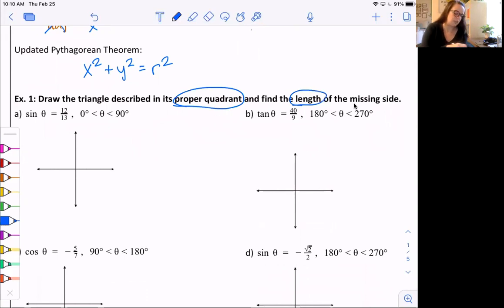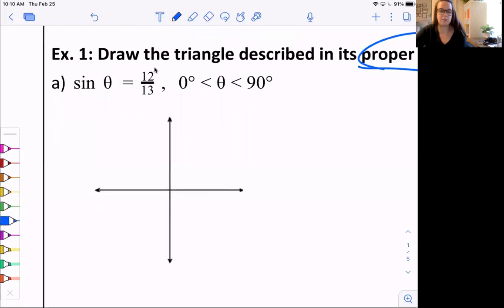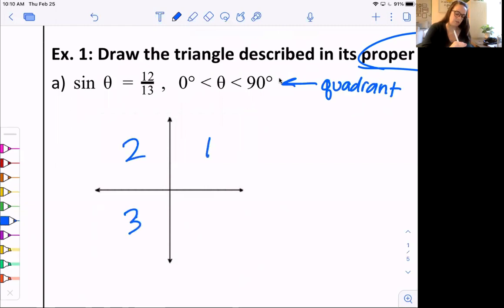Okay. So looking at this first example, we have sine theta equals 12 over 13. And then it tells us the quadrant. That's what's happening here. It's telling us the quadrant, right? So knowing that this is labeled 1, 2, 3, and 4, which quadrant is from 0 degrees to 90 degrees? Yes, for sure. It's number one. So it's going to be this one here.